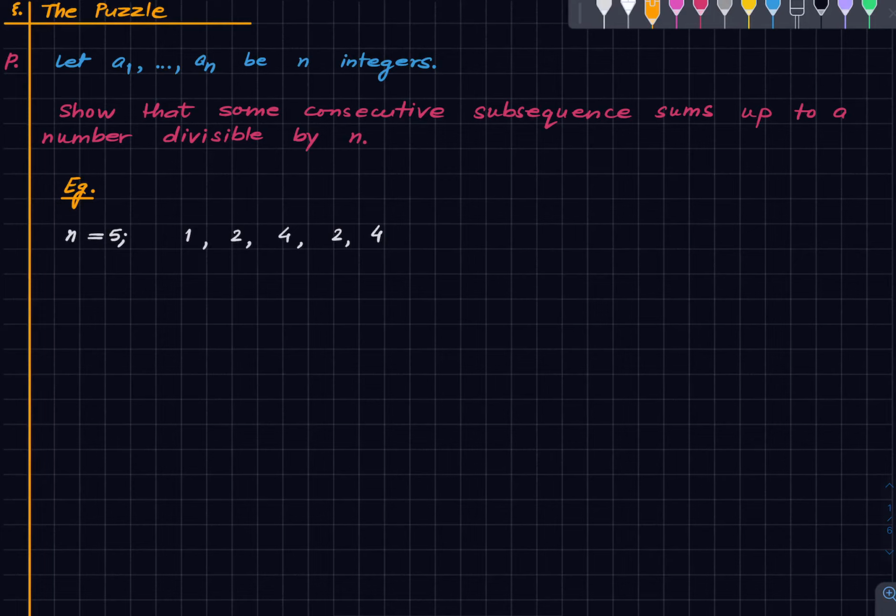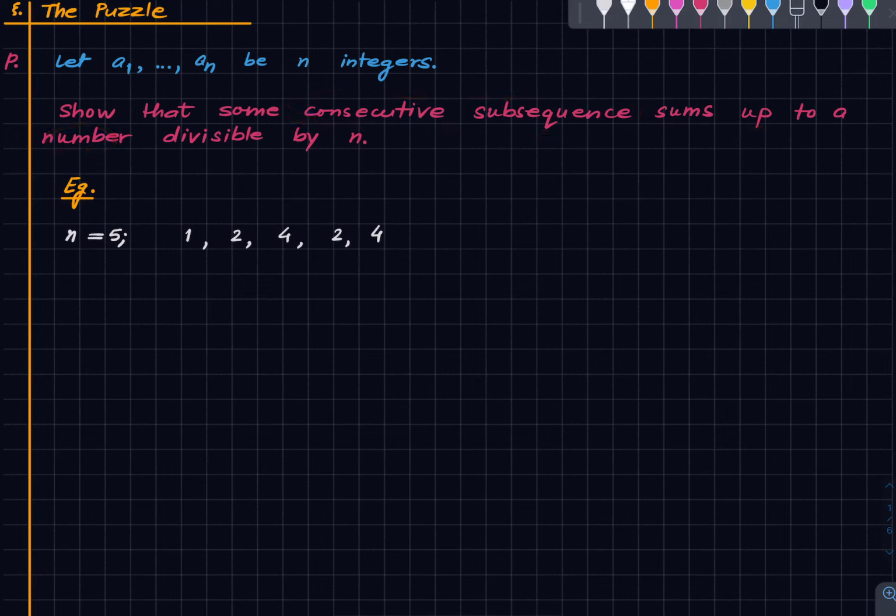Here is the problem. Suppose we have n integers. N is some natural number, at least 2, let's say. So suppose we have n integers. We want to show that some consecutive subsequence sums up to a number that is divisible by n.